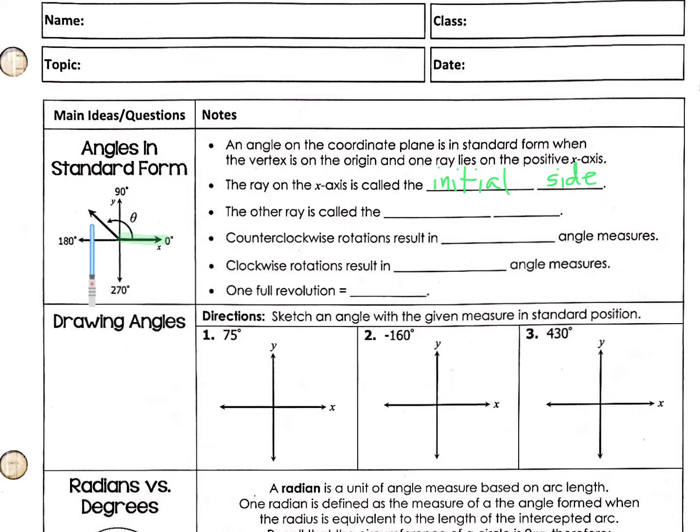The other ray, this ray right here, remember a ray starts with an endpoint and goes in one direction infinitely, so that's why these are called rays. Two rays make up an angle. So this other ray here, and I'm going to highlight that in red, is called the terminal side, which makes sense because that's where the angle stops.